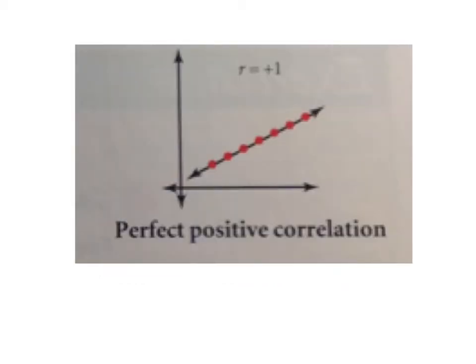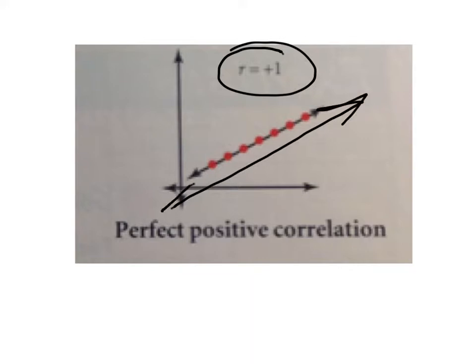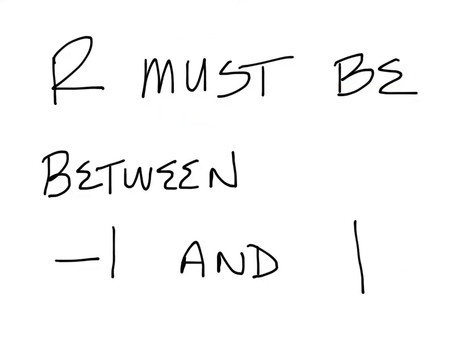If you have a perfect correlation, perfect positive correlation, then you have an R value of +1. Notice that this rises to the right and every dot is on that line. That would be a perfect positive correlation. Whenever you calculate R on your calculator, R must be between -1 and 1. It cannot be a value that's outside of that range. It will always be between -1 and 1.